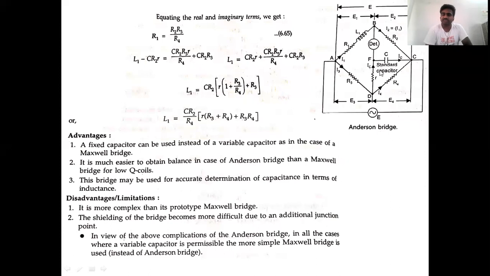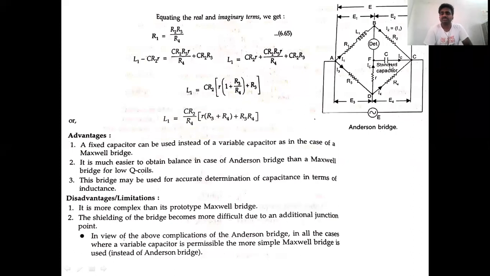So there are also some disadvantages. What is the disadvantage? Complexity. Anderson's bridge analysis is quite complex when compared to Maxwell's bridge. Maxwell's bridge and Hay's bridge are quite simple in analysis, but Anderson's bridge analysis is quite complex because of involving this particular variable capacitor in the middle of the bridge.